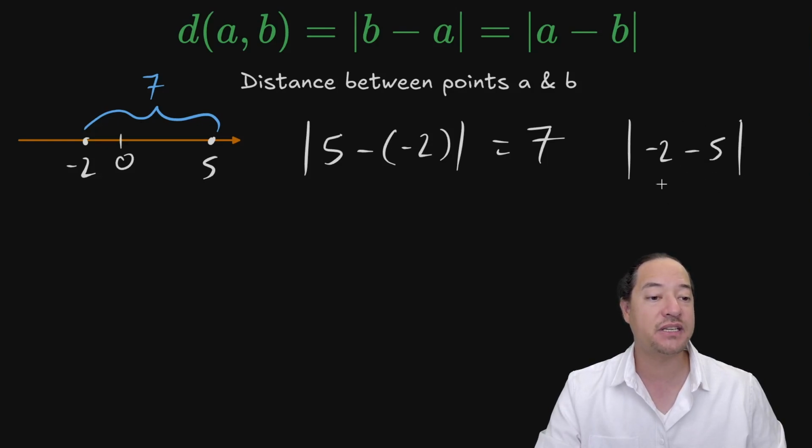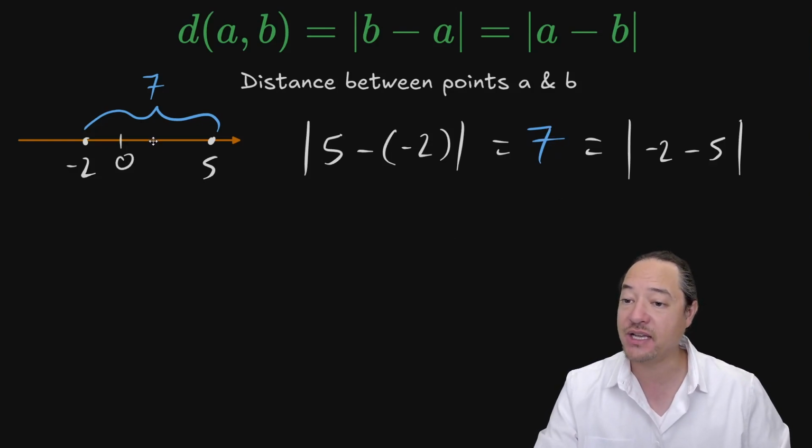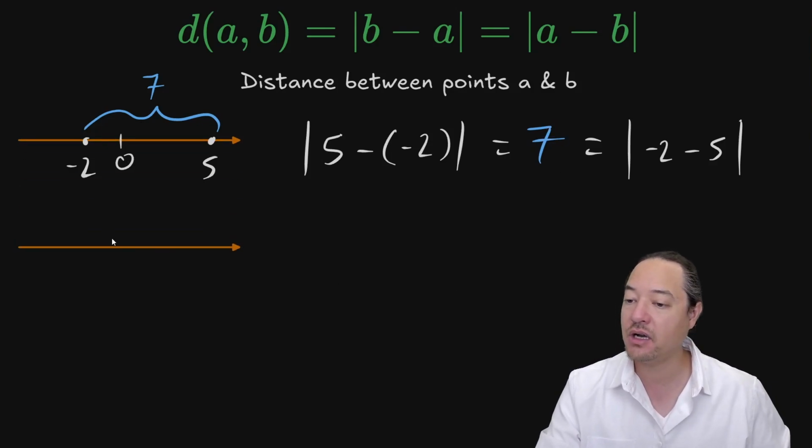What's that? Well, negative 2 minus 5 is going to be negative 7. Taking the absolute value of that is 7. So yes, it works. We're going to get 7. Perfect. The distance here is exactly what we expected. Let me show you another example. Let's try another number line here.